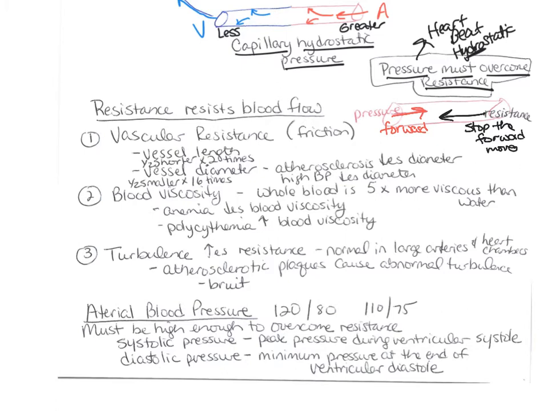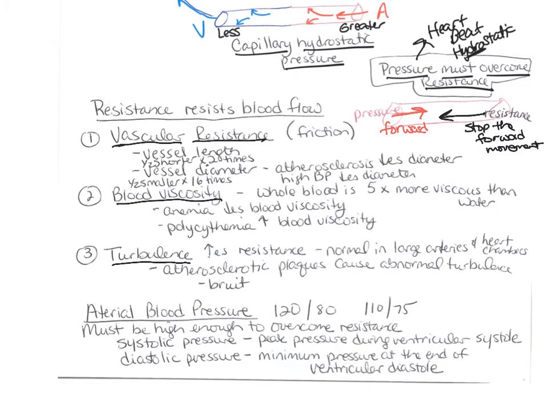Okay, because it opposes the hydrostatic pressure. So there's three main things that create resistance. We have vascular resistance, blood viscosity, and turbulence. Let's first take a look at vascular resistance.